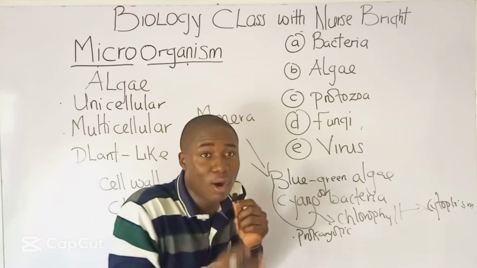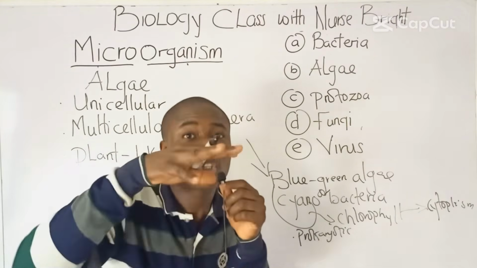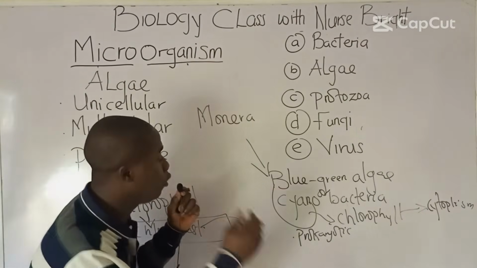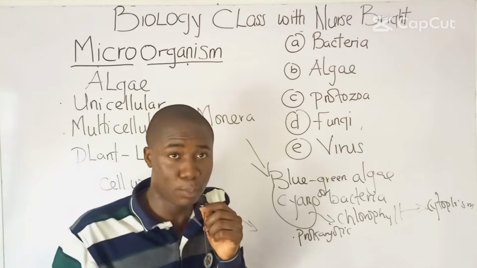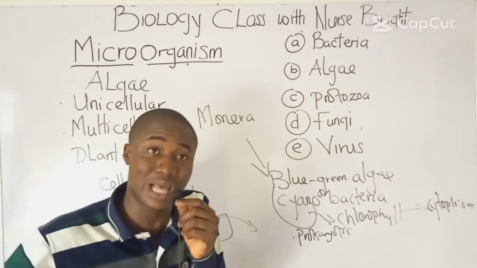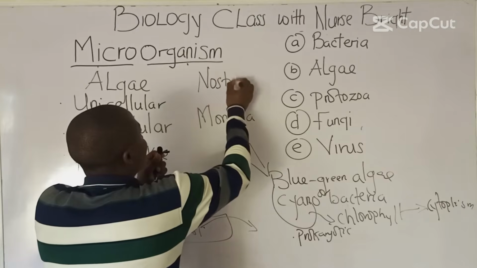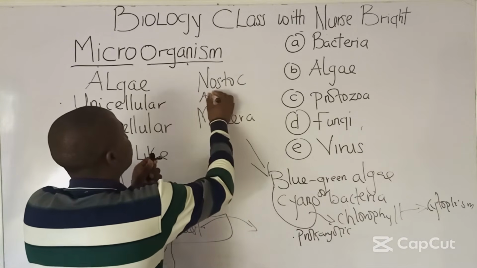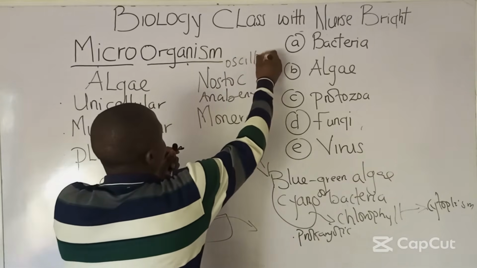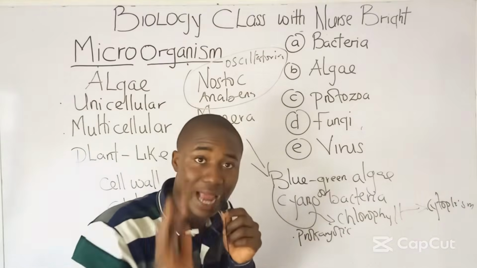Remember, I said for an organism to be prokaryotic, it means that organism doesn't have well-defined, membrane-bound structures. Now on this note about blue-green algae, we have various examples of the blue-green algae, like Nostoc, Anabaena, and Oscillatoria. All of these are good examples of the blue-green algae.